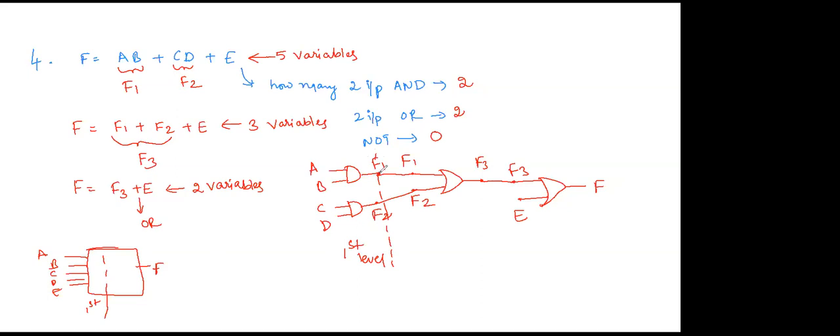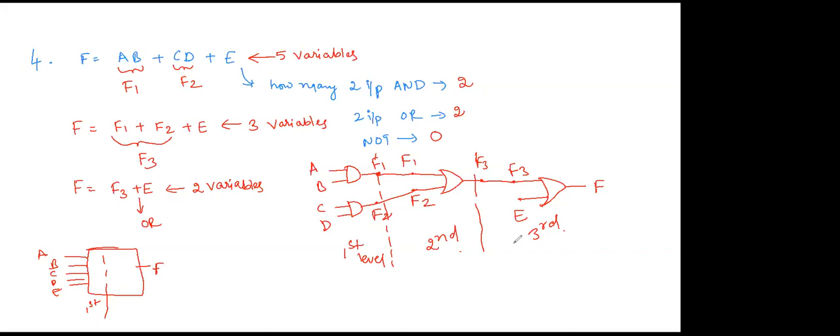Again, the output of this first level is passing through an OR gate. So, this is called the second level. Again, this output is passing through an OR gate. So, this is our third level. Okay. So, in the internal diagram, we also have the levels. First level, second level, third level.